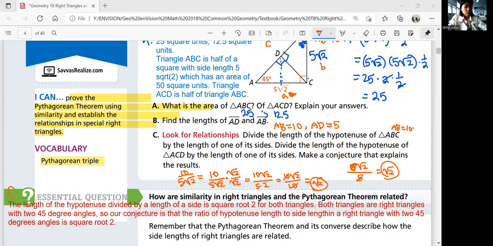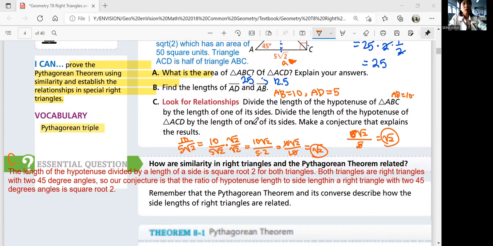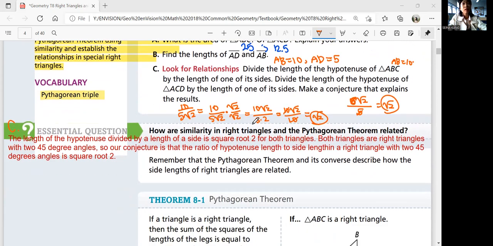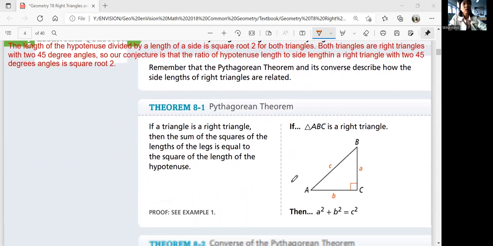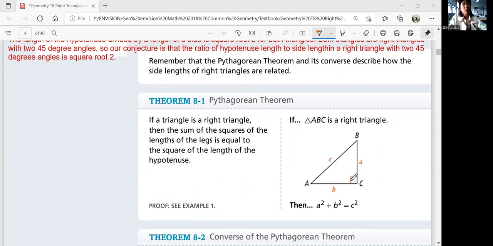All right, are you ready to learn more about right triangles and trigonometry? So we're gonna link right triangles and the Pythagorean theorem together and see the similarity, okay? So remember that the Pythagorean theorem and its converse describe how the side lengths of the right triangles are related. So here's theorem 8-1, Pythagorean theorem. If a triangle is a right triangle, then the sum of the squares of the lengths of the legs is equal to the square of the length of the hypotenuse. So basically, a squared plus b squared equals c squared.